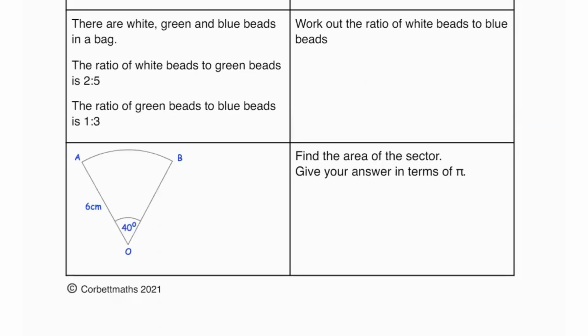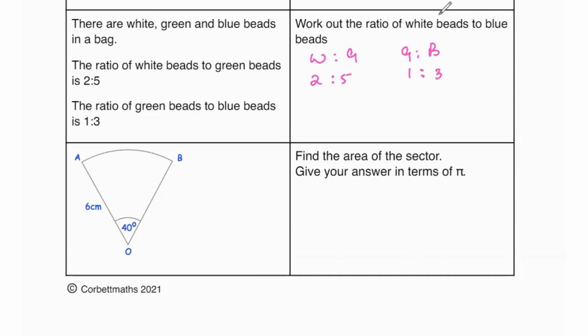And the next question says there are white, green, and blue beads in a bag. The ratio of white beads to green beads is 2:5. The ratio of green beads to blue beads is 1:3. Work out the ratio of white beads to blue beads. So white is to green is 2:5. And green is to blue is 1:3.